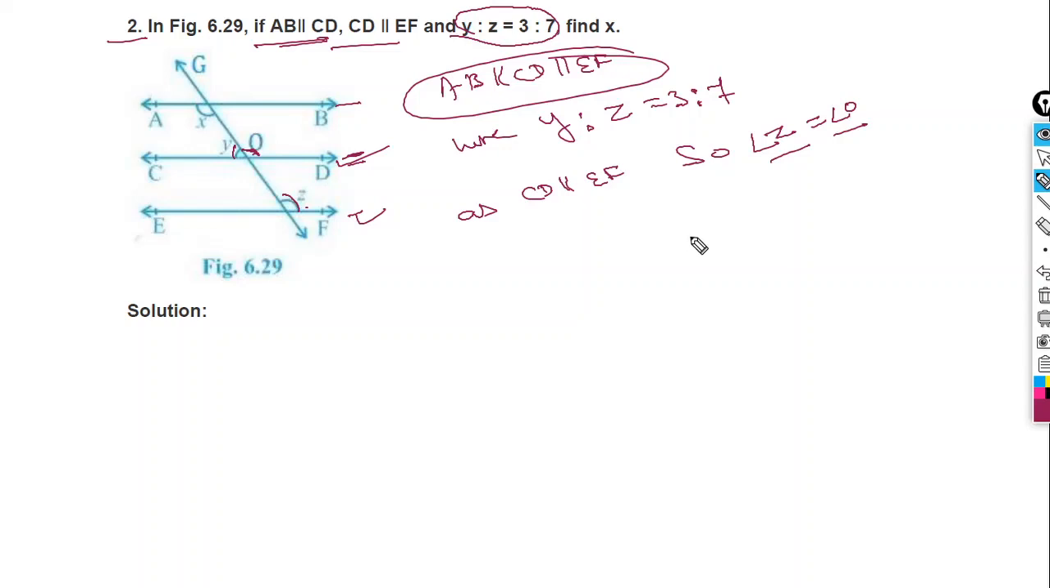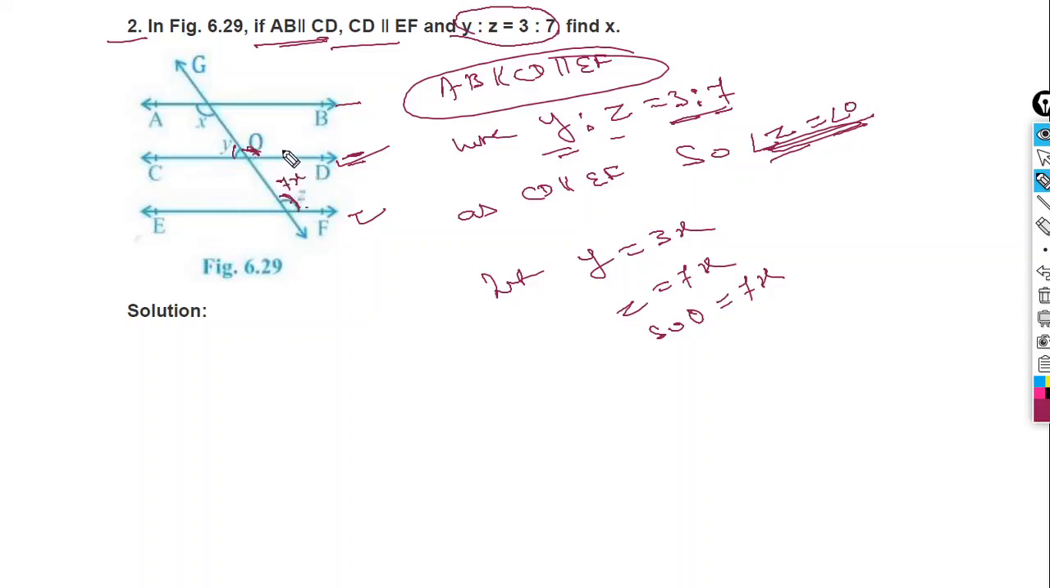Now let y equal to 3x and z equal to 7x. Why? Because it is given to us that y is to z equal to 3 is to 7. So we will assume y equal to 3x, z equal to 7x. So O is also equal to 7x, because if z is equal to 7x and z equal to O, then O is also equal to 7x, isn't it? And what was y? Y equal to 3x.